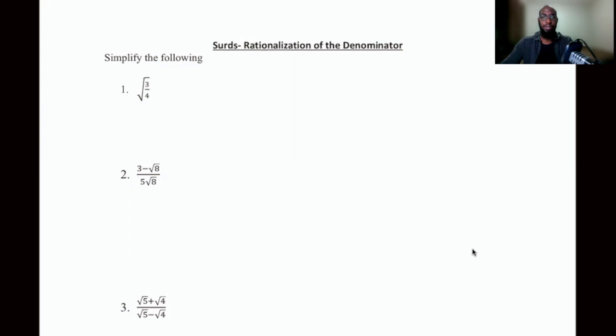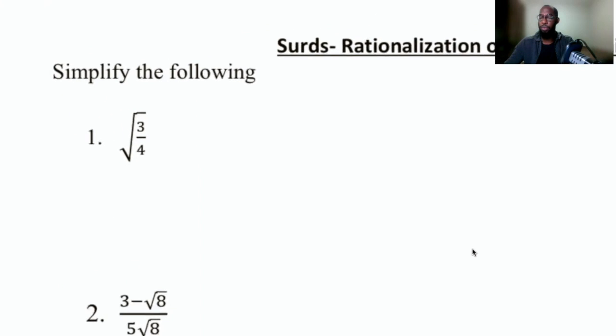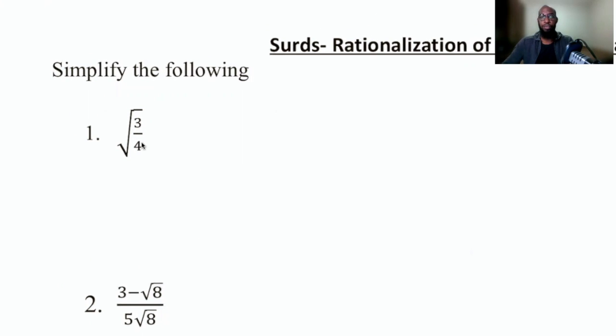To take a look at surds, in particular, rationalization of the denominator. So let's focus on number 1. We have the square root of 3 over 4. That is equal to the square root of 3 divided by the square root of 4. And to rationalize the denominator, we multiply by whatever square root number we have. So that is root 4 over root 4.